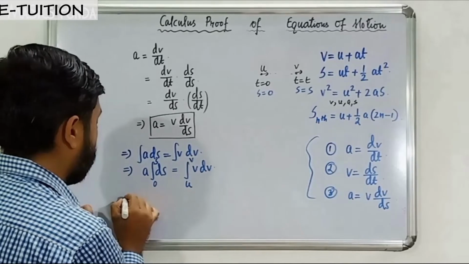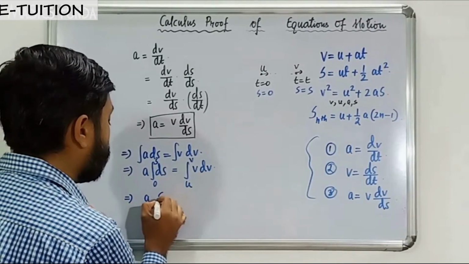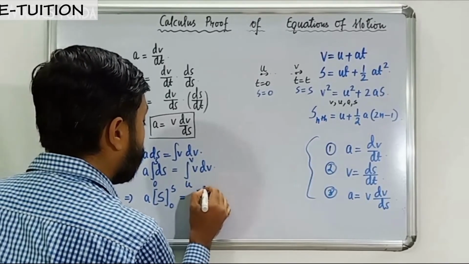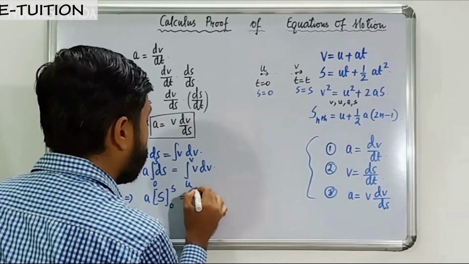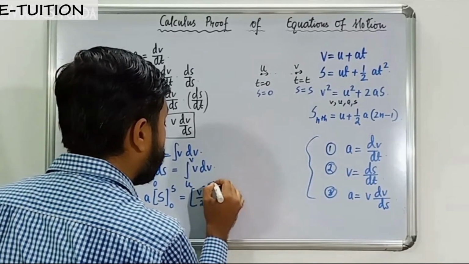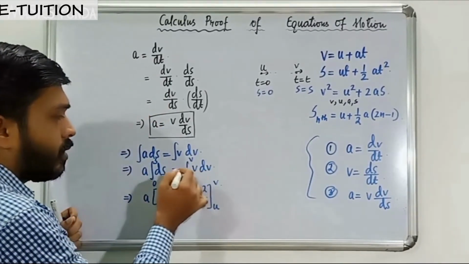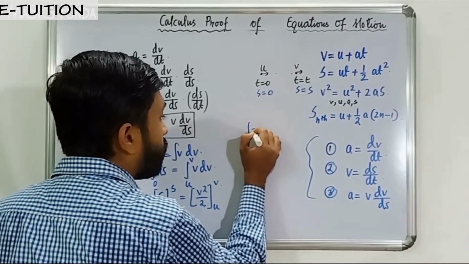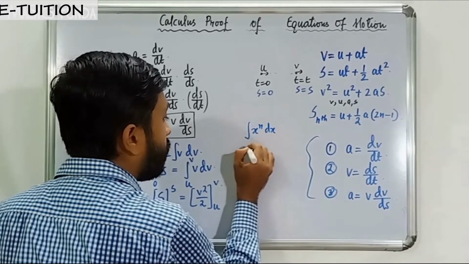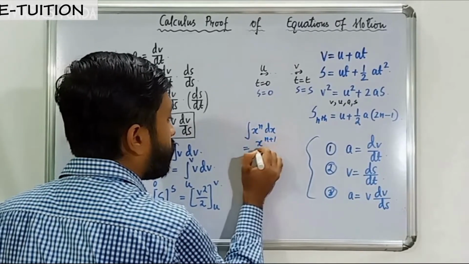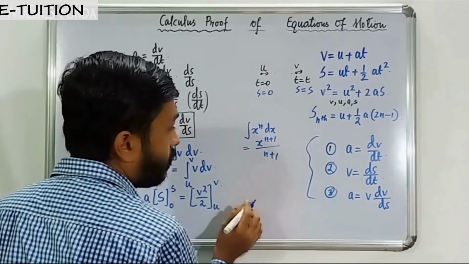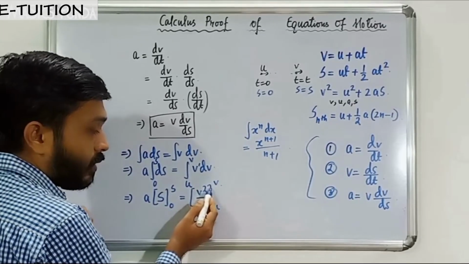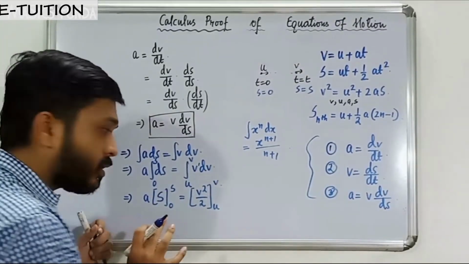Okay, that will fetch you the result a s from 0 to s equal to v square by 2, limits being from u to v. So here integration of v dv is v square by 2, that is based on the formula integral of x to the power n dx equal to x to the power n plus 1 by n plus 1. I told you earlier already. So here v to the power 1 dv, v to the power 1 plus 1 whole divided by 1 plus 1. I hope it is clear.